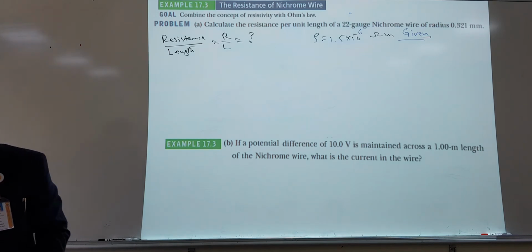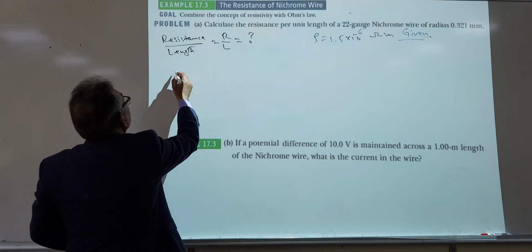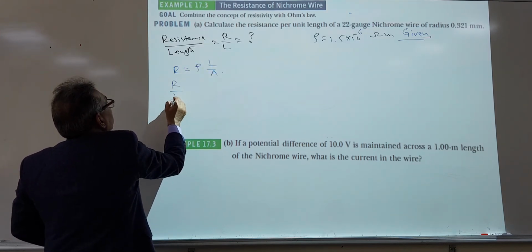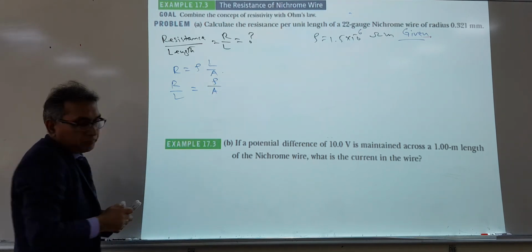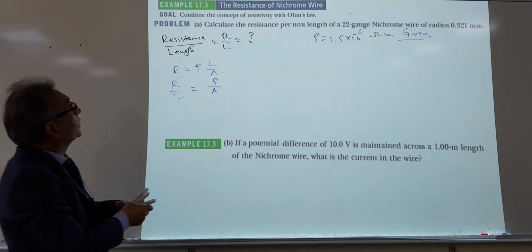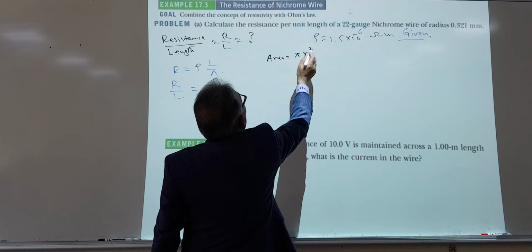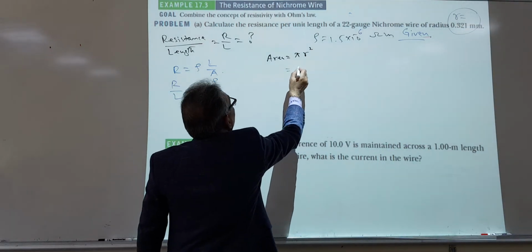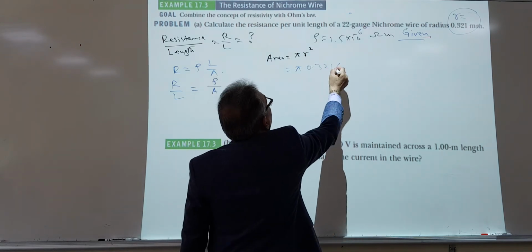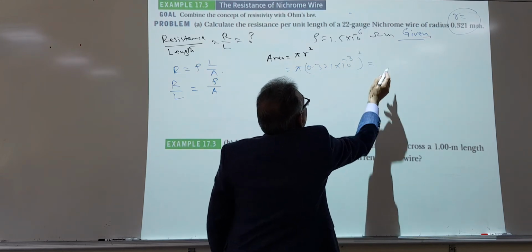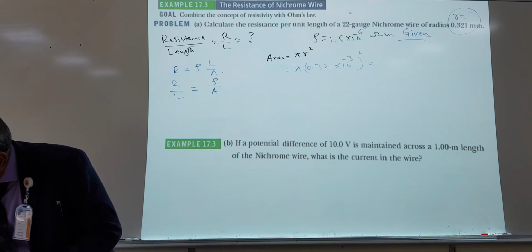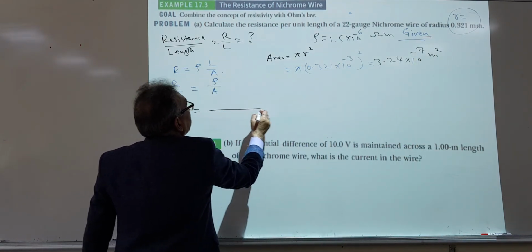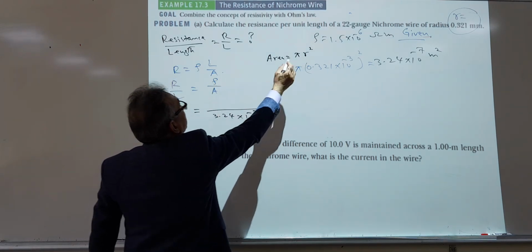Now we have this rule we just finished. You need resistance per unit length. I take this length over here, and you are left with rho, which is resistivity, over area. Area you have to find out, pi r square. R is given to you, right? Pi r, 0.321 millimeter. Keep in mind, convert it into meter. So you get the area 3.24, and the resistivity will be given to you.